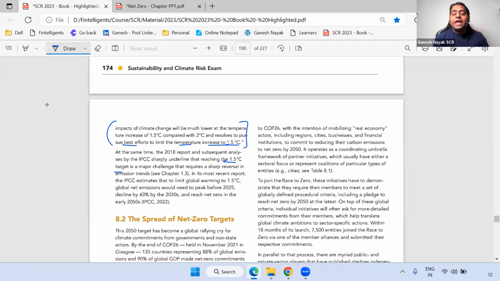But the challenge with this kind of target was that if you want to achieve it, there is going to be a major challenge for you as a country. Why? Because you will have to make sure that, given the carbon that has already been emitted and the way you're doing business and running the economy, there is a sharp reversal in that emission trend, which means you'll have to make a very high amount of effort to make sure that the 1.5 degrees Celsius target is reached. And that is what is being highlighted in this section.